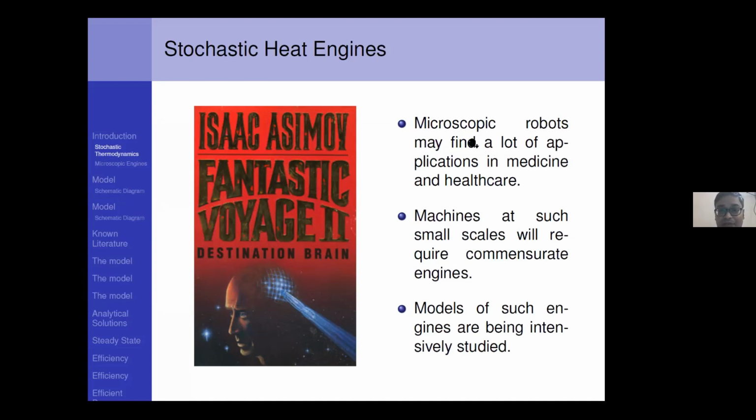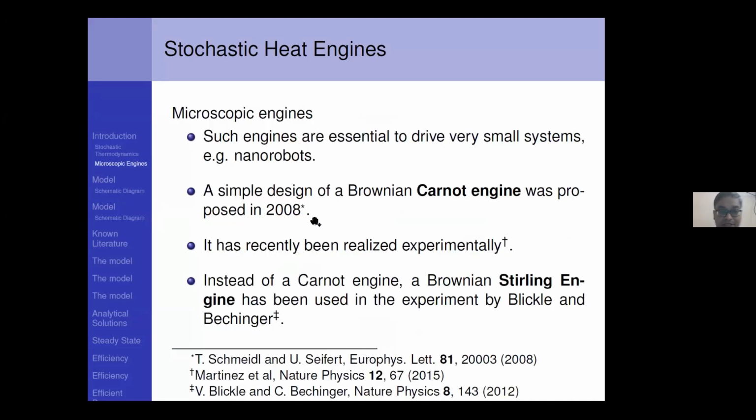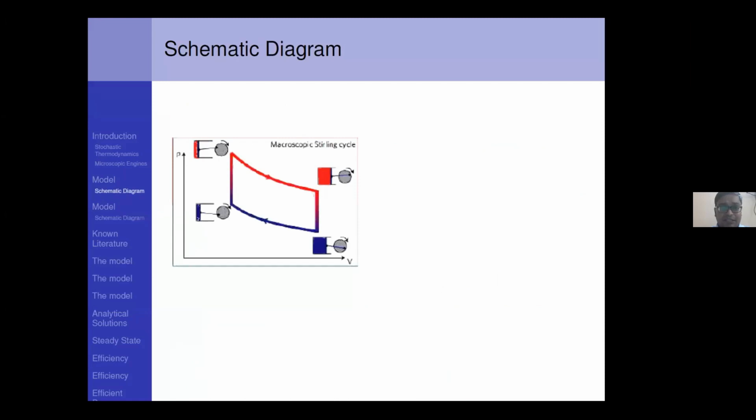Okay, a Brownian Carnot engine was proposed theoretically in 2008 by Schmiedl and Seifert, and has also been realized experimentally in this paper. But we will talk about a slightly different model, which is not a Carnot engine but a Stirling engine. This was used by Blickle and Bechinger in their experiment in 2012, and the same model was used by Ajay Sood's group later to study active engines. Now, what is a Stirling engine? This is the diagram for the Stirling engine cycle.